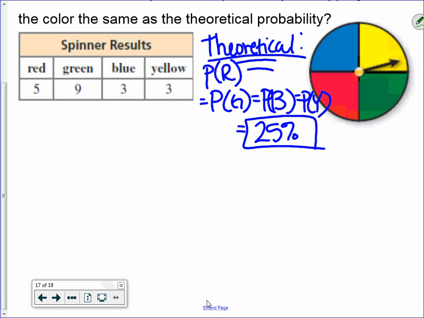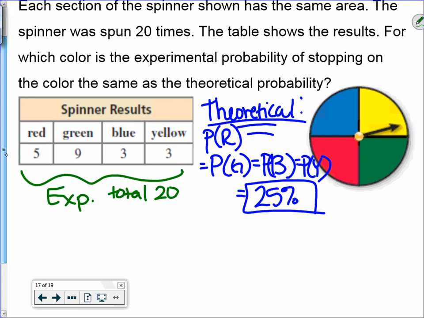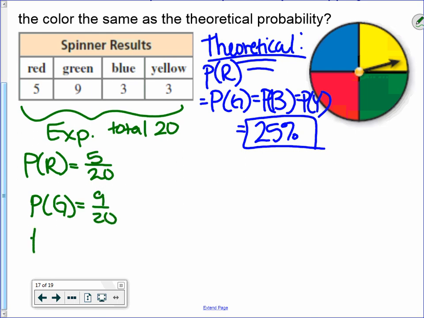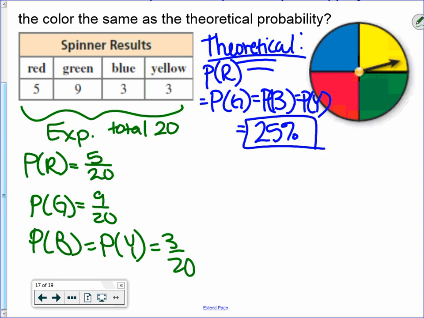Now for the experimental, okay, you know that you're taking all of these out of a total of 20 spins, and it says that up in our problem here. So they spun it 20 times. Now, based off of the experimental, the probability of red, they got 5 out of the 20 times. Probability of green was 9 out of 20 times. Probability of blue and the probability of yellow was 3 times.